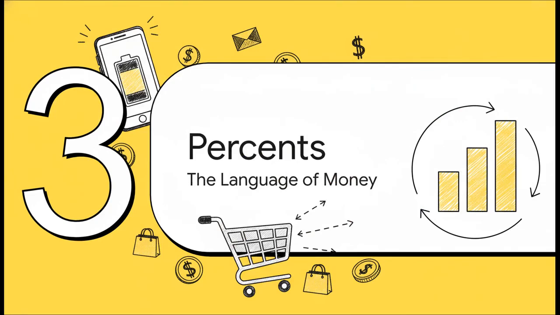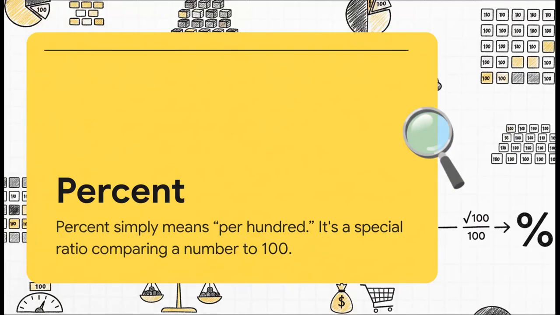Okay, on to our third and final tool. This is the one you see absolutely everywhere. On your phone battery, on your test scores, and all over every store. Let's talk about the mighty percent. The word percent can sound kind of formal, but it literally just means per 100. That is it. It's just a special kind of ratio where the second number is always 100. It's a way of standardizing things so we can all compare them easily.